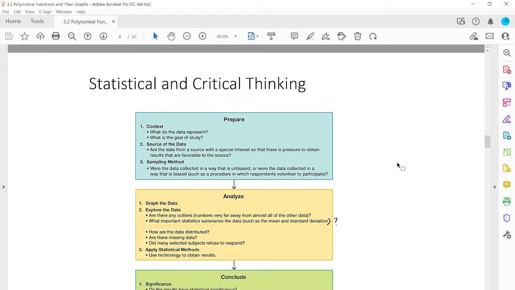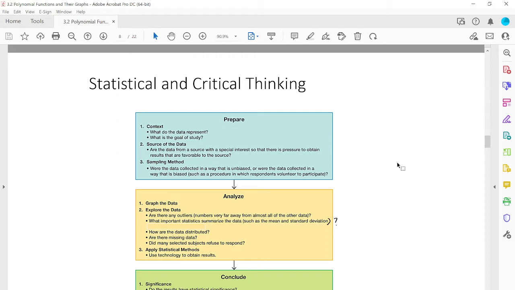There are three different phases when we use statistical and critical thinking: the preparation phase, the analyzing phase, and finally the conclusion phase. In the preparation phase, we need to collect the data. First of all, what do the data represent? What is the goal of this study? We need to find that out.